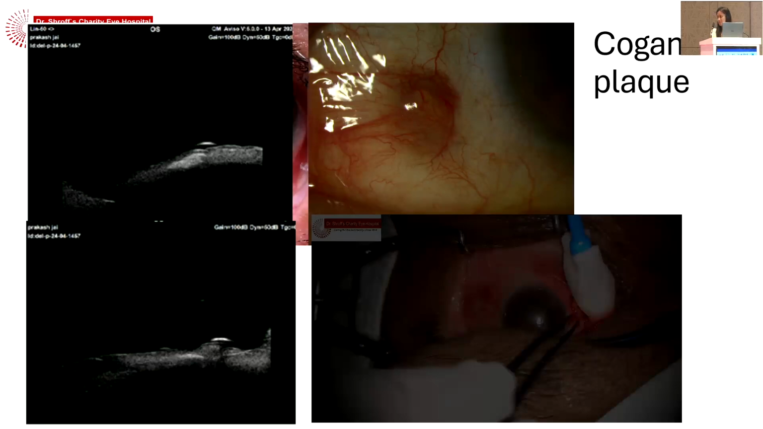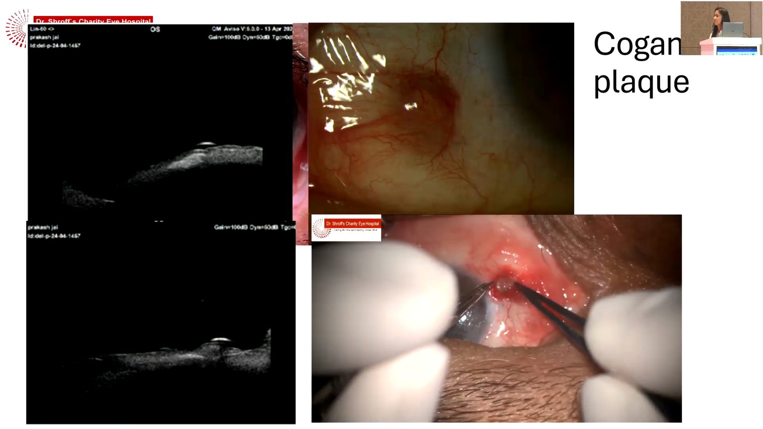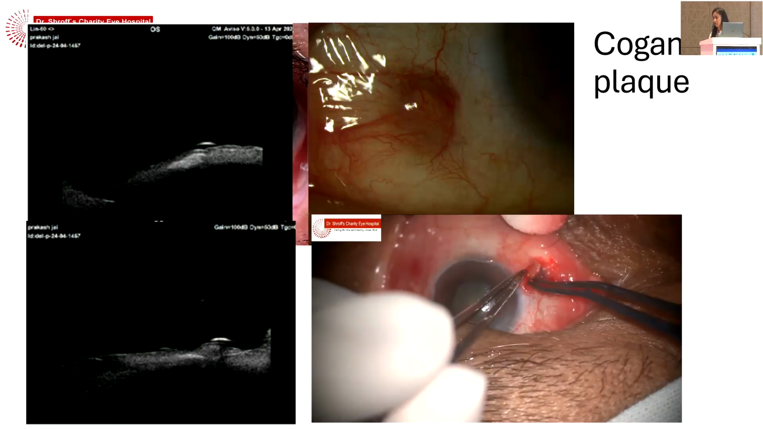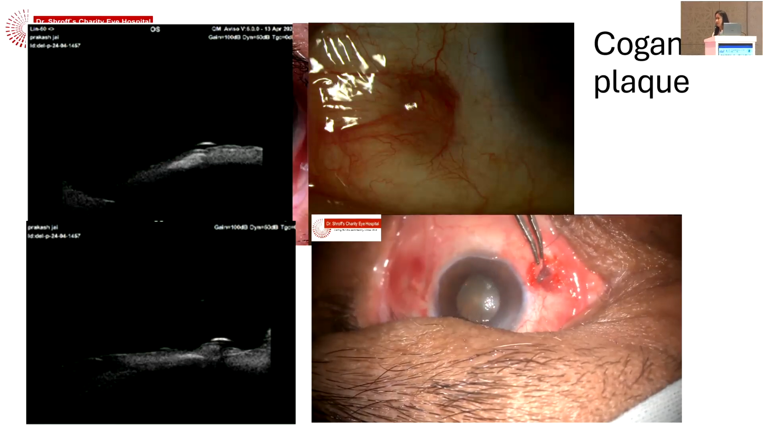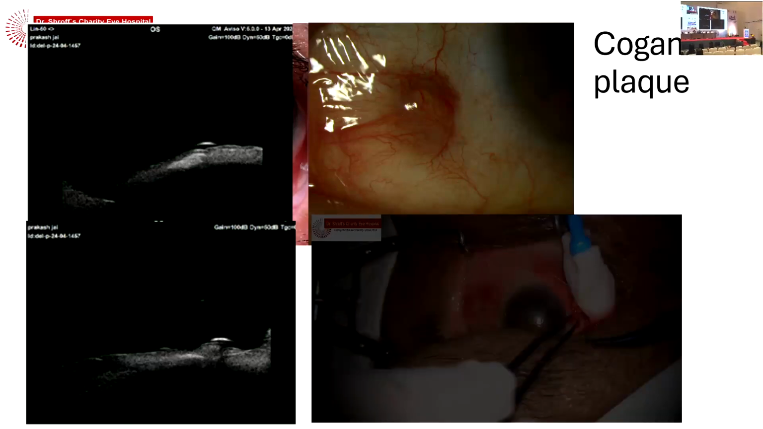Dr. Sima, excellent presentation. Do you also agree that Cogan's plaque is something which we very commonly see? Yes, and it's usually thinning, like bluish thinning. But this has something on top. So it was probably an underlying inflammation. The plaque was very thinned out. Yeah, that's the common presentation. Usually you see a little thinning of the sclera, you see that white plaque. This is an overlying inflammation and a lot of granulation tissue on top of it.